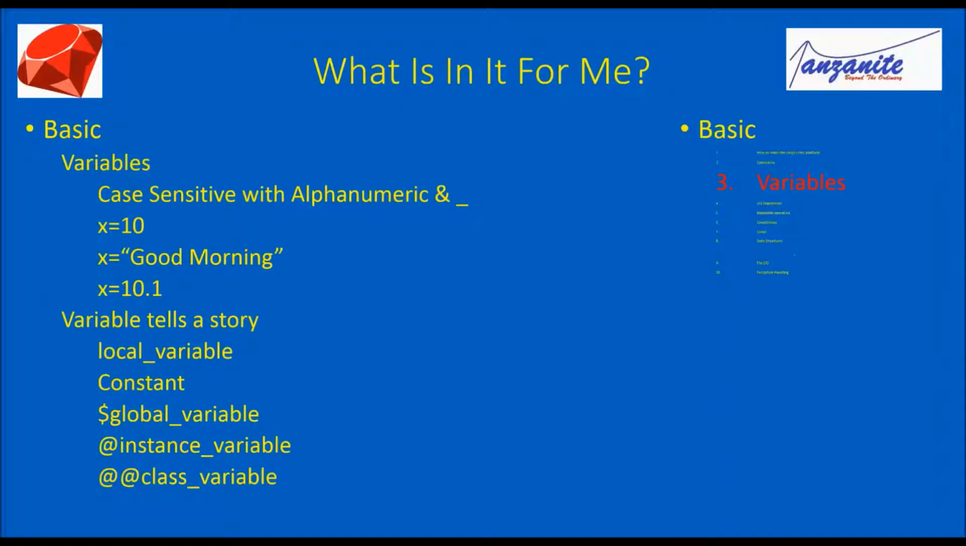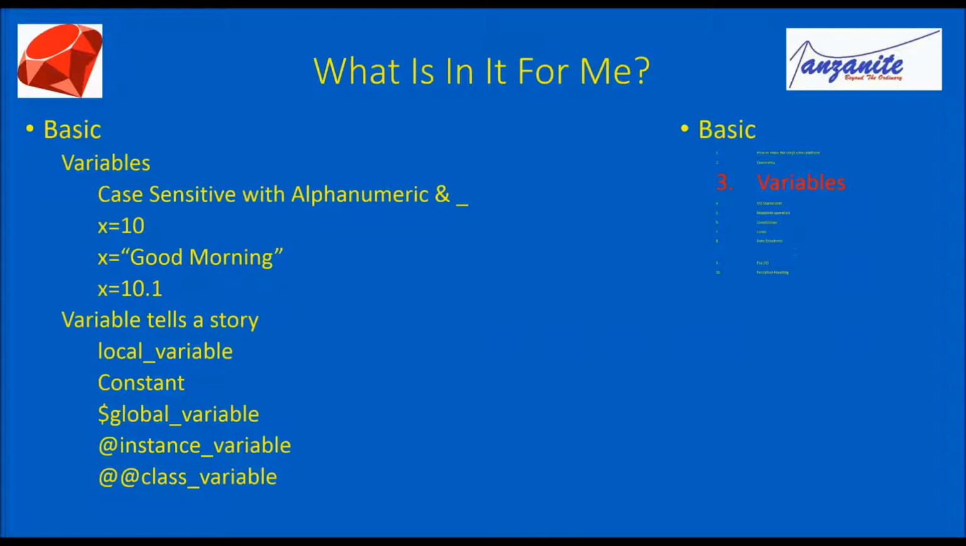When you're working with variables, the variable will tell its story. All your local variables, you just create the variable the way I created x is equal to 10. You could use all lowercase with an underscore, any alphanumeric you could create. If you're creating a constant, you can use the first character, that is the initial character, to be in capitals. That will make it a constant. In case you use dollar variable name, then it is a global variable.